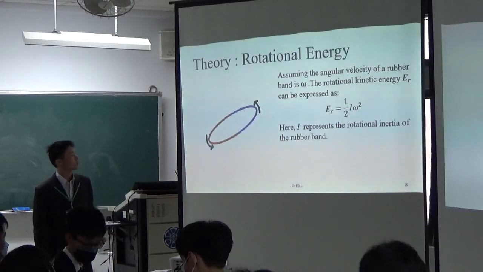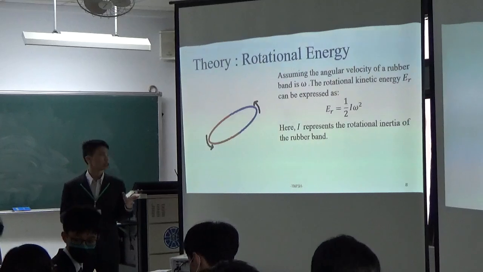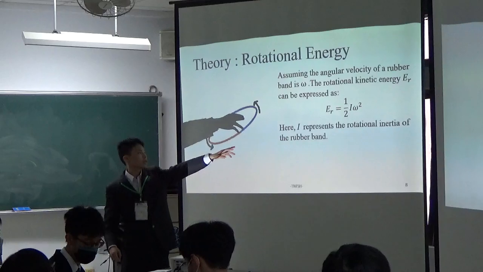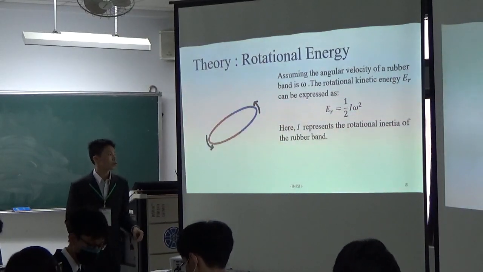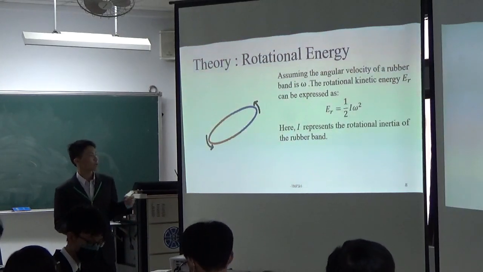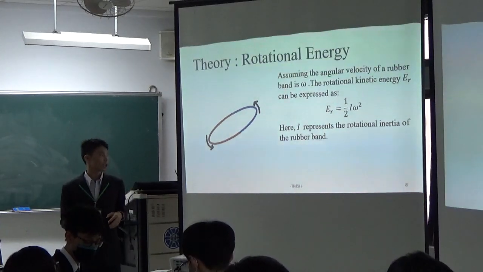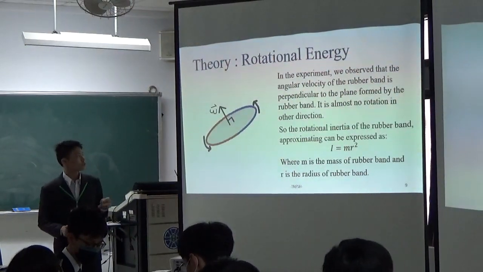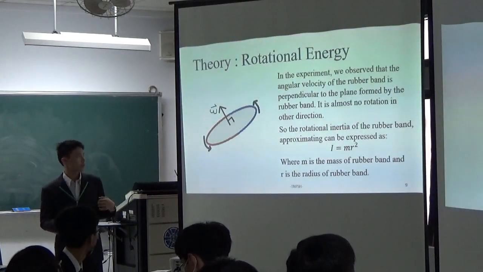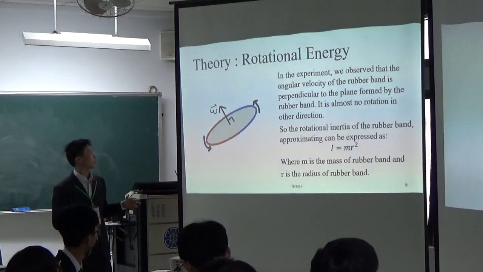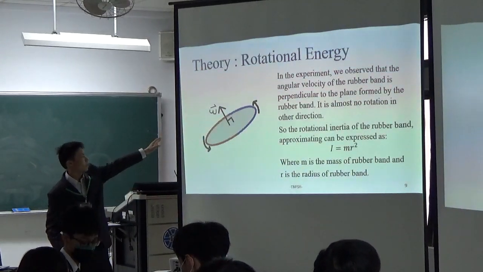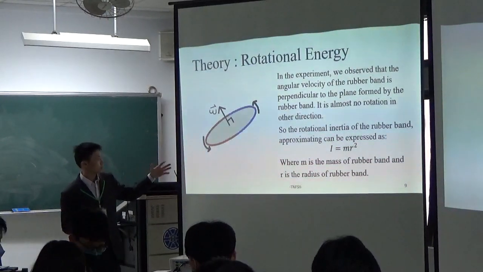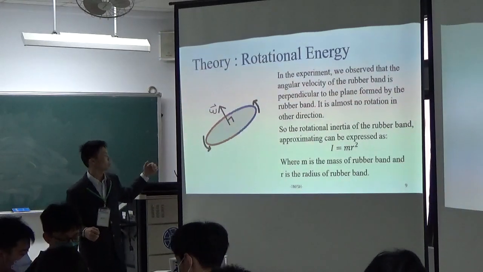And now here's the rotational energy. The rotational energy is defined like this: E_R equals 1 over 2 I omega squared. And here I represents the rotational inertia of the rubber band. In the experiment, we observe that the angular velocity of the rubber band is perpendicular to the plane formed by this. So we can just calculate the rotational inertia.